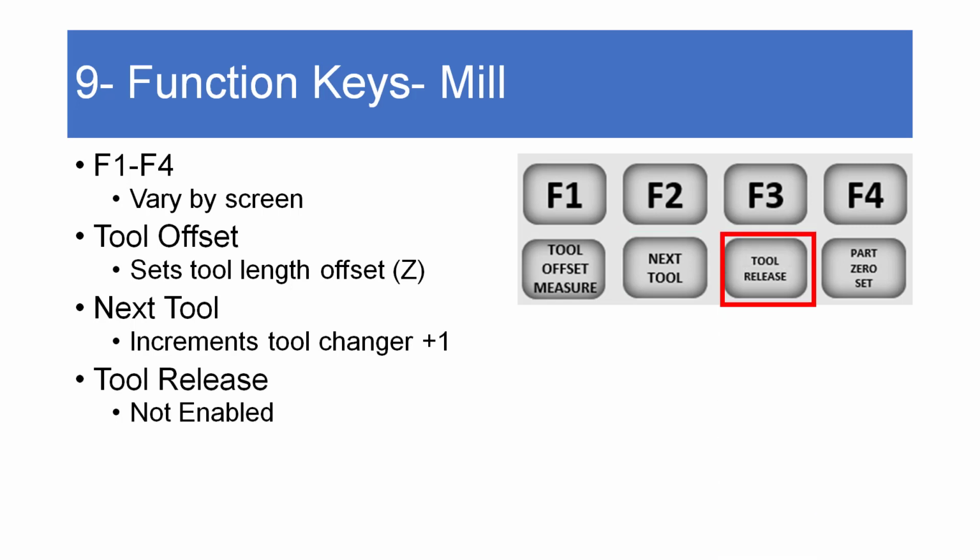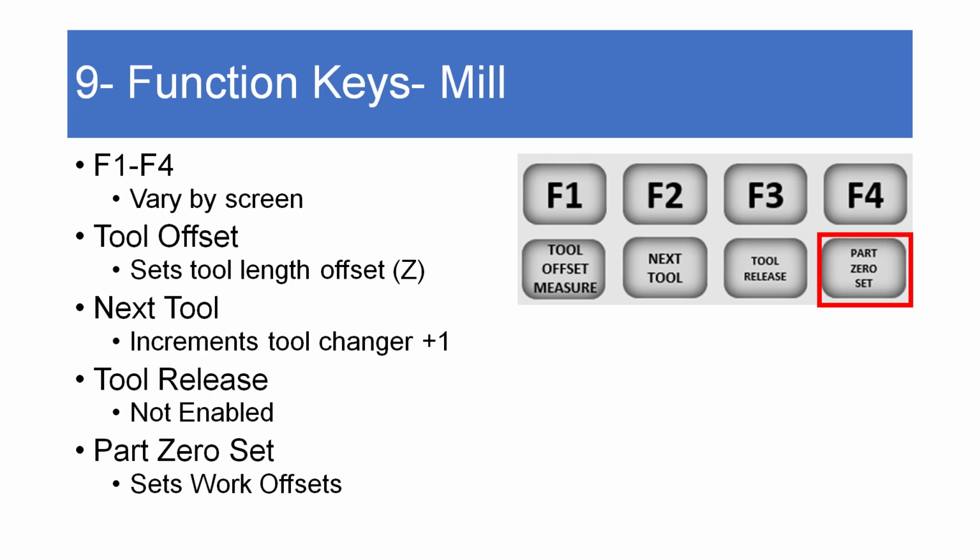The third button can be dangerous, but it's disabled in our mill. This is the tool release button, which if enabled would cause the tool to immediately release in the MDI, zero return, or handle jog mode. We'll only use the manual release button on the spindle, which you'll learn about later, so this button effectively doesn't work.